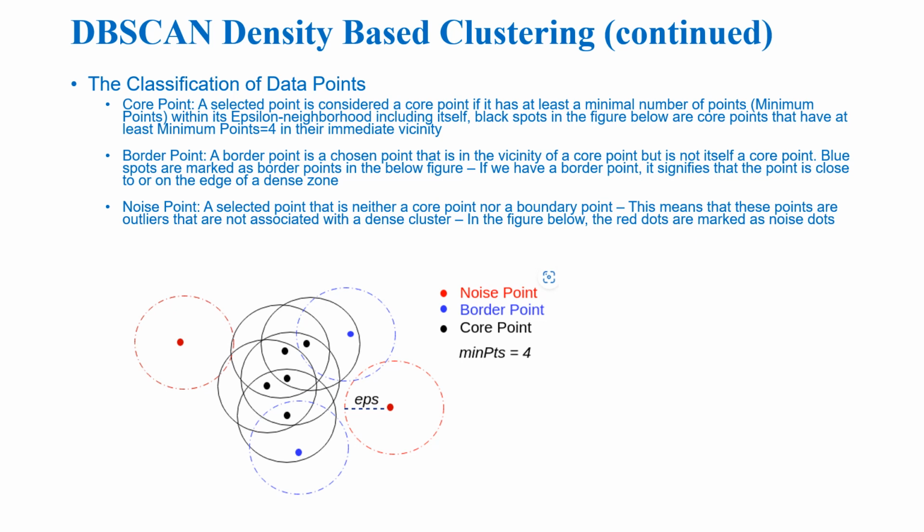Okay, next we have border points. A border point is a chosen point that is in the vicinity of a core point, but is not itself a core point. Blue spots are marked as border points in the figure below. If we have a border point, it signifies that the point is close to or on the edge of a dense zone. And finally, we have noise points. A selected point that is neither a core point nor a boundary point. This means these points are outliers that are not associated with a dense cluster. And again, in the figure below, you see the red dots, and those are marked as noise.